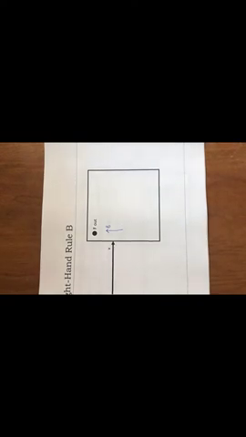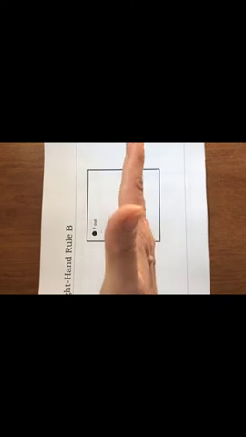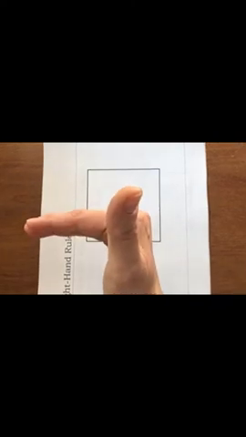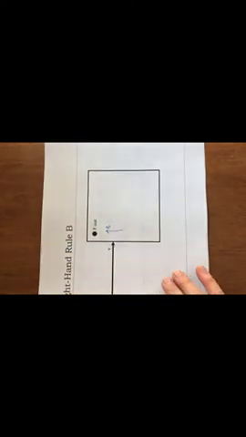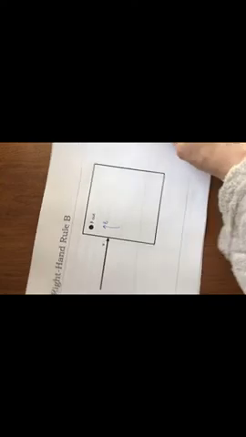Okay, so now let's check it. So I point the fingers in the direction of the velocity. Magnetic field towards the top of the page. So now my fingers point towards the top. My thumb again points out, which is the direction of the force indicated.